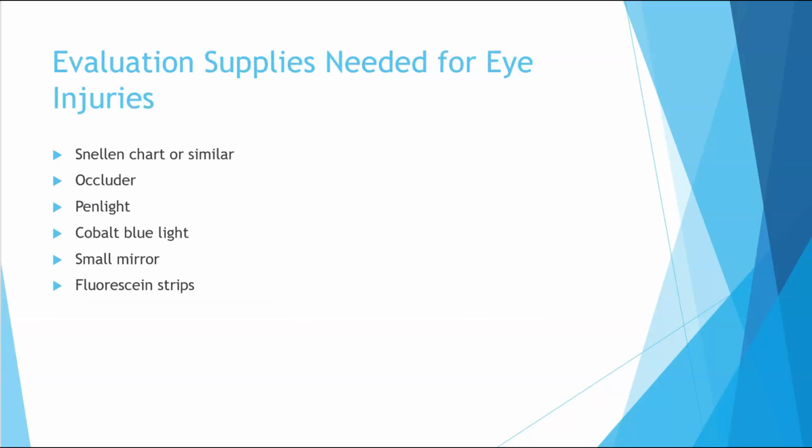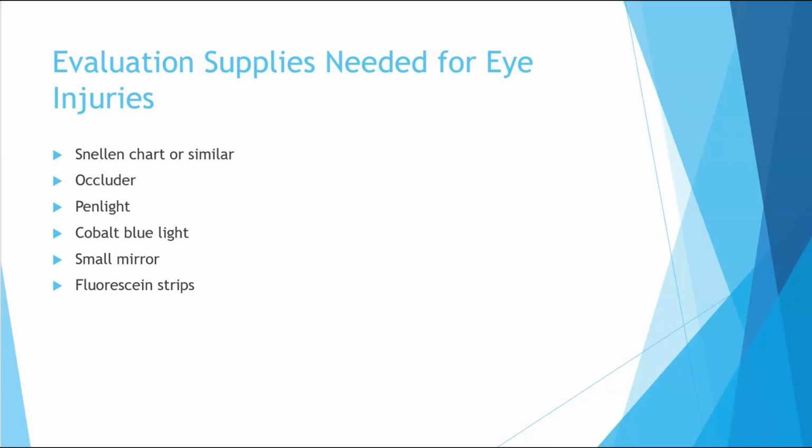Okay, so when you're evaluating an eye injury, there's a couple of things that you need or that would be nice to have. Now, a Snellen chart or similar, I don't carry a Snellen chart around. I do have a handheld, smaller chart, but I think whatever you have around that area will suffice. There's an occluder. I usually have a pen light. If I don't have a pen light, most everybody has their cell phones.